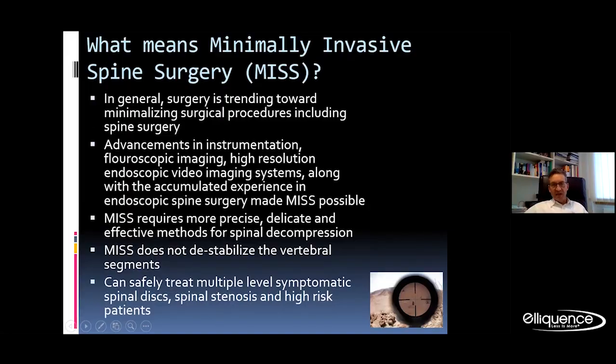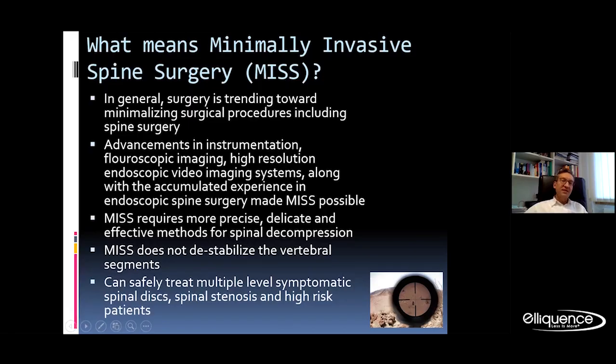Back to the common things, when we speak about minimally invasive spine surgery, especially in the thoracic spine. In general, we have to consider that surgery is trending toward minimizing surgical procedures, including spine surgery. The advancement in instrumentation, fluoroscopic imaging, and high-resolution endoscopic video imaging systems, along with the accumulated experience in endoscopic spine surgery, nowadays make all these minimally invasive or endoscopic surgeries possible.